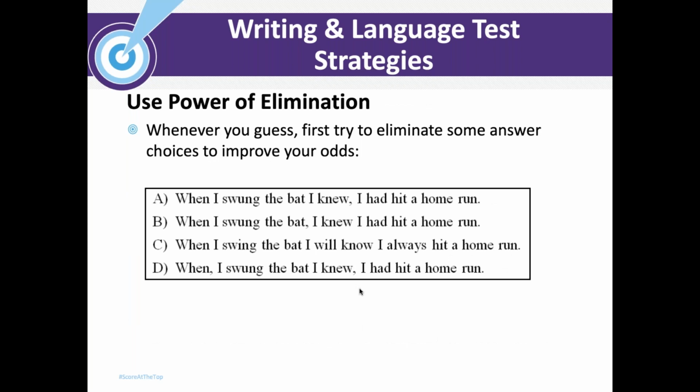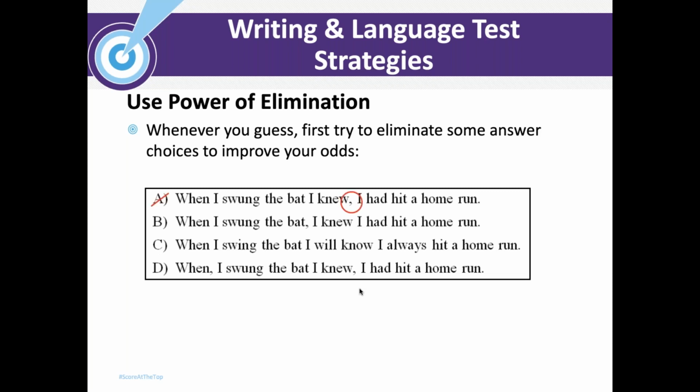Power of elimination is fantastic on the writing and language test, because you're going to get 4 different answer choices, and of course 3 of them are going to be incorrect. So sometimes it's easier to rule out the errors than it is to figure out which one is correct.